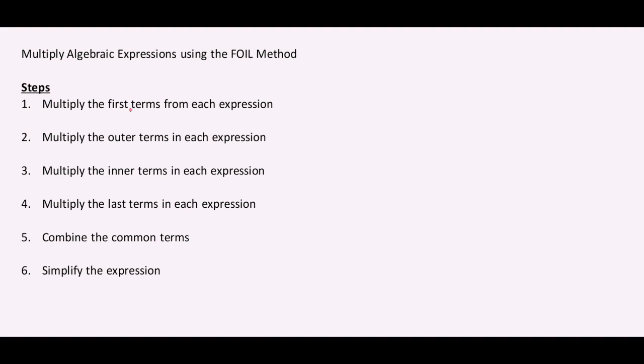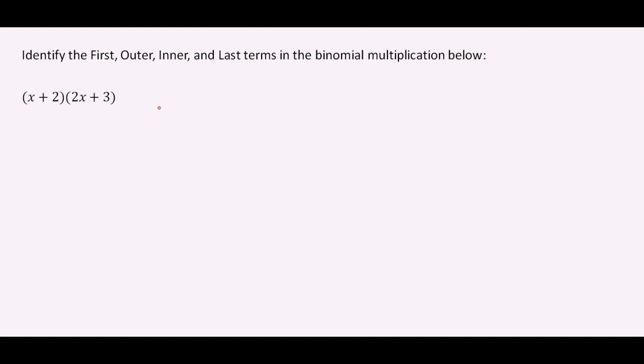So when we're trying to multiply using the FOIL method, we have to identify the first term, the outer term, the inner term, and the last term, combine the terms, and then simplify. So the F in FOIL means first, the O is outer, the I is inner, and the L is last. So identify the first, outer, inner, and last terms in the binomial multiplication below.